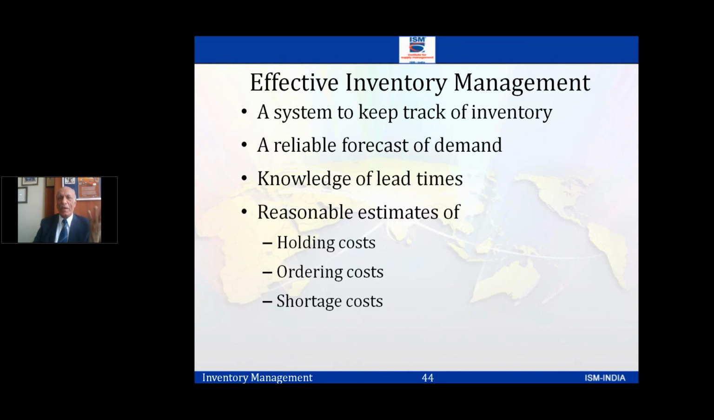So if you want to be very effective, you need to look into these factors: the lead time, estimates of holding cost, what is my ordering cost, what is my shortage cost. And this question I normally ask whenever we do a training program for a company: what is the cost of ordering? They feel shocked.